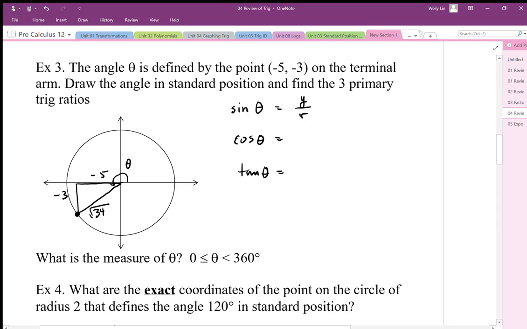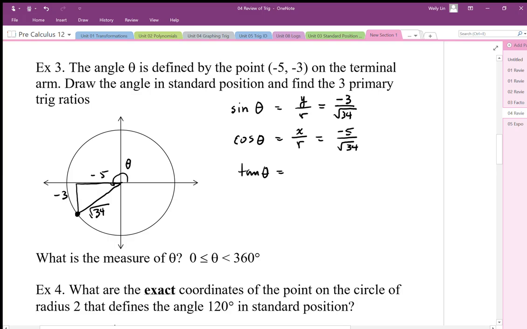Okay, this is how we're going to start defining it. It's going to be similar to opposite over hypotenuse, but we're going to say now the y position. So it's not 3, but -3, because we're now talking about y positioning, over square root 34. The cosine we're going to change from adjacent over hypotenuse to the x position. Again, the negative is important because we're now talking about positioning. The x position over the radius, so it's going to be -5 over square root 34.